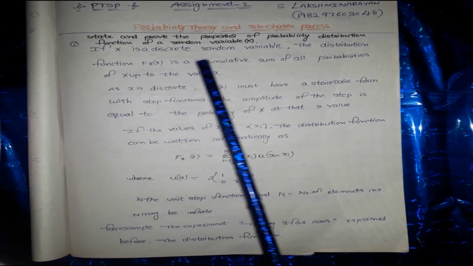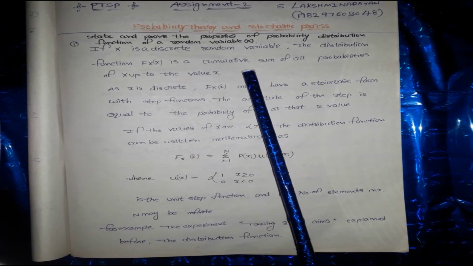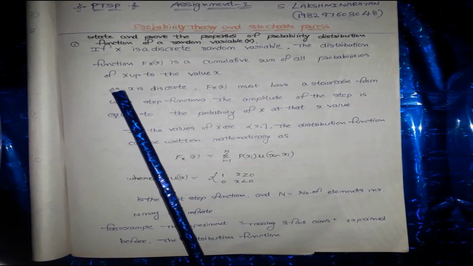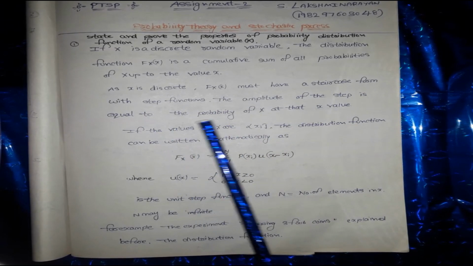State and prove the properties of the probability distribution function of the random variable X. Now the answer: if X is a discrete random variable, the distribution function F_X(x) is a cumulative sum of probabilities of X up to the value x. As X is discrete, F_X(x) must have a staircase form with step functions. The amplitude of each step is equal to the probability of X at that x value.